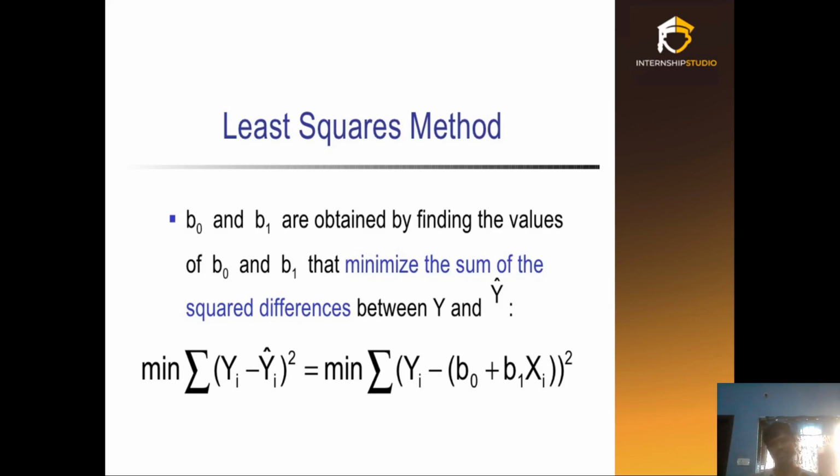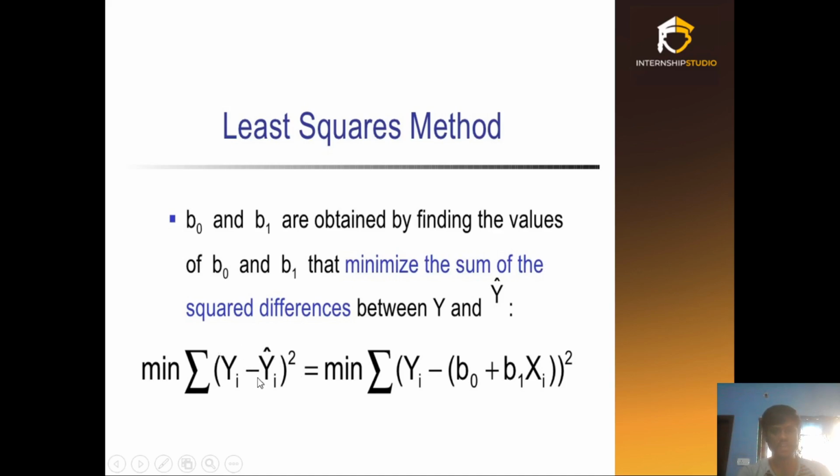So here the simple way that we can speak of is the least square method. Using the least square method, what you are trying to do is minimize the sum of the square differences between y and y cap. Y cap, or y hat, is nothing but the predicted value, and y is the ground truth.